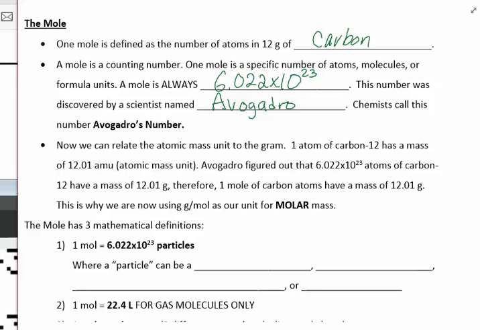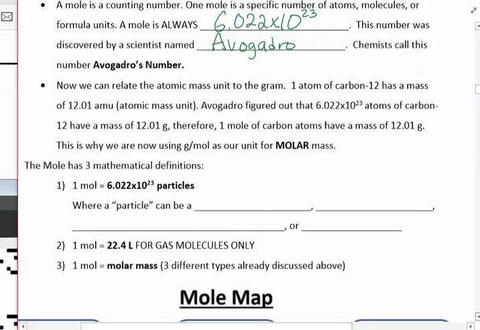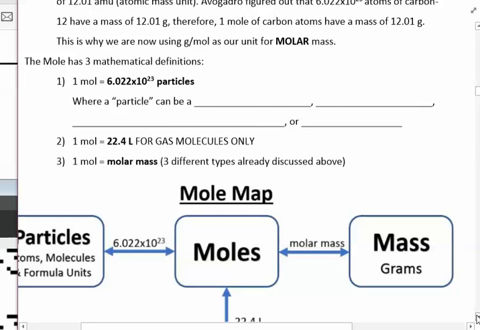So the mole has 3 separate mathematical definitions. The first one is the 6.022 times 10 to the 23rd particles. Particles can be defined as 3 different things. It could be a formula unit, which describes ionic substances. It could be atoms, describing elements. Or it could be a molecule, which describes covalent substances. So just cross off the "or". The "or" is in the wrong place there.